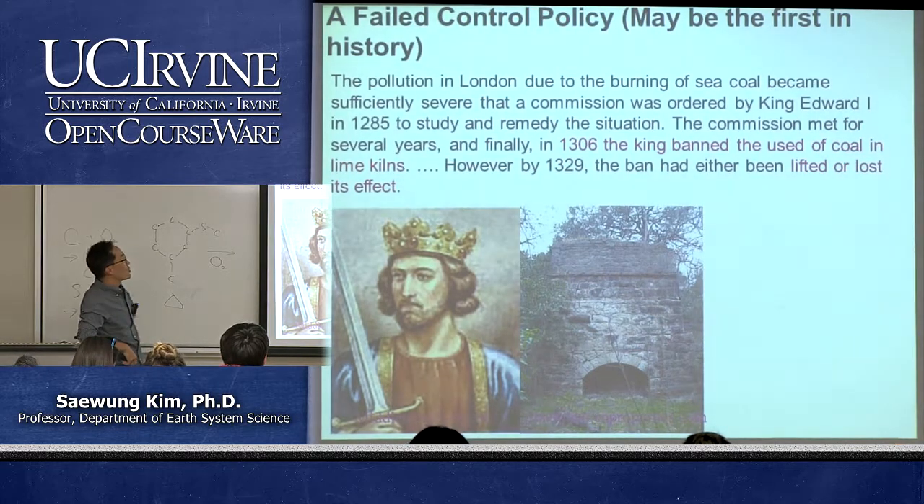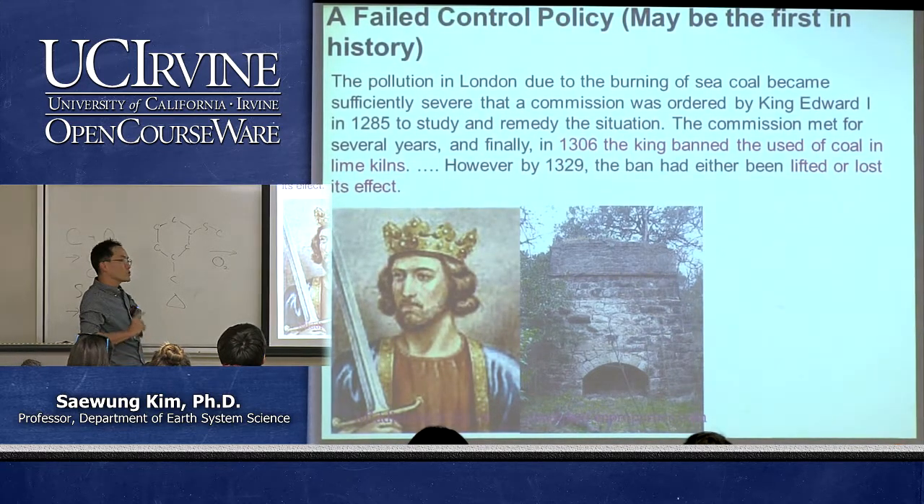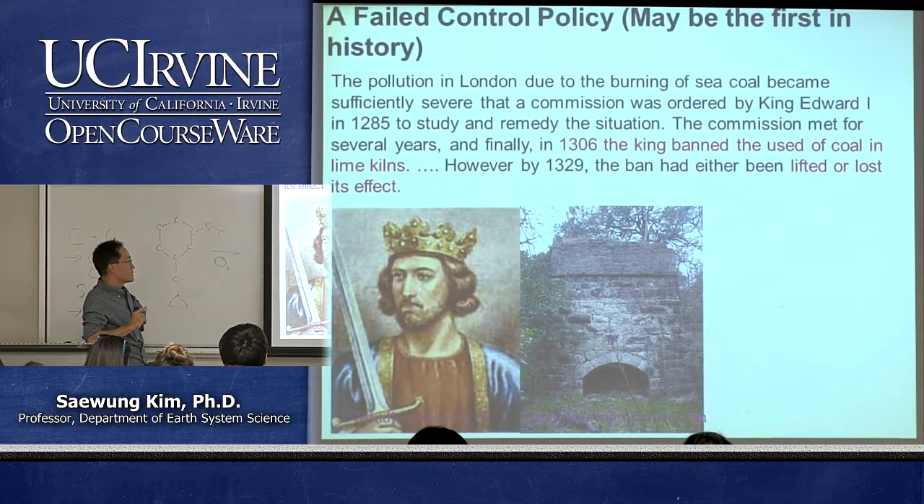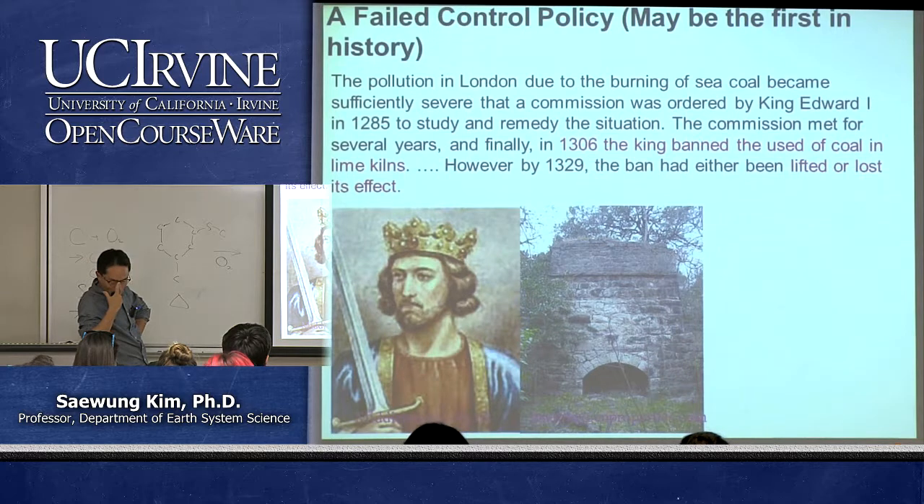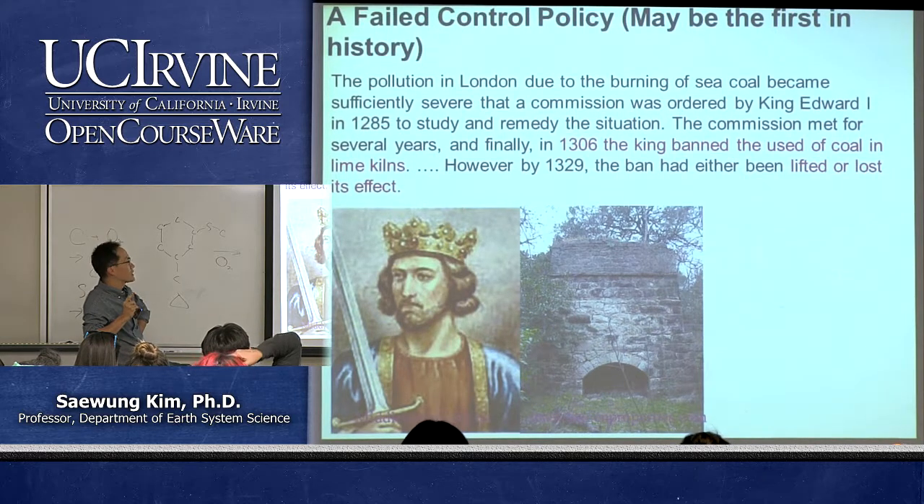So there was a first policy, because the use of coal was so widespread. This king made a new law that prohibited the use of coal in the UK. But the problem at the time was that there was no substitute, no alternative way to generate the heat needed to make the stuff you need to build buildings or houses, things like that. So this law basically just doesn't work.